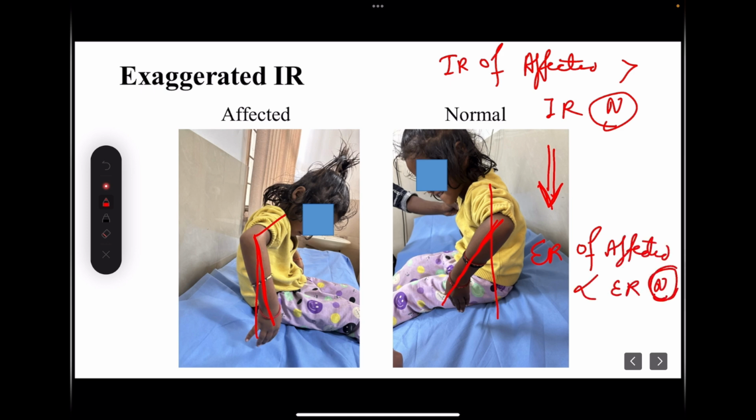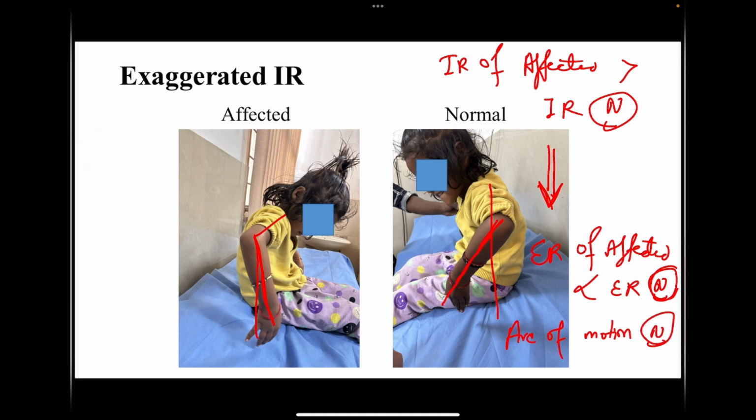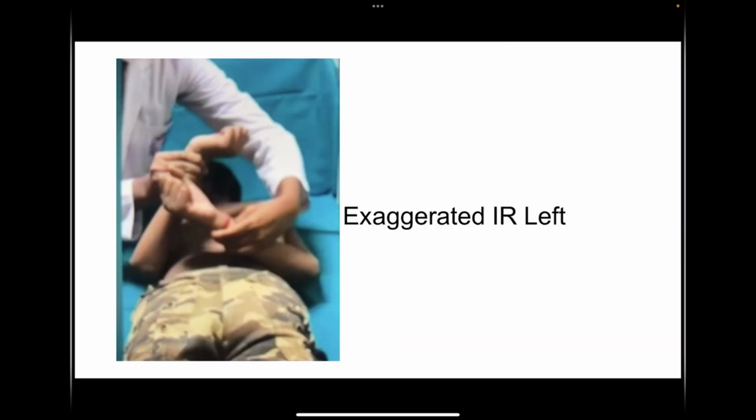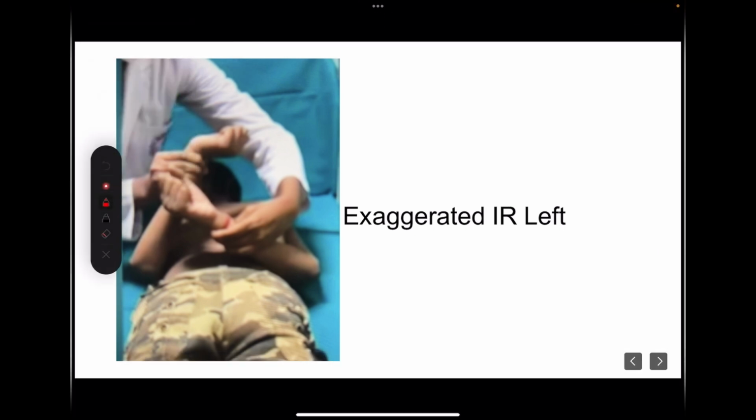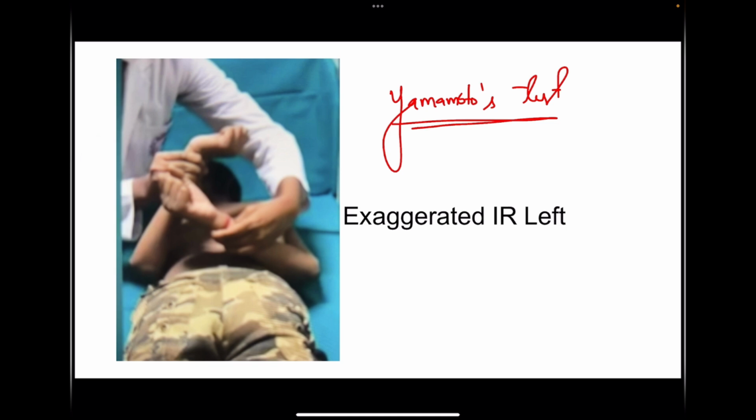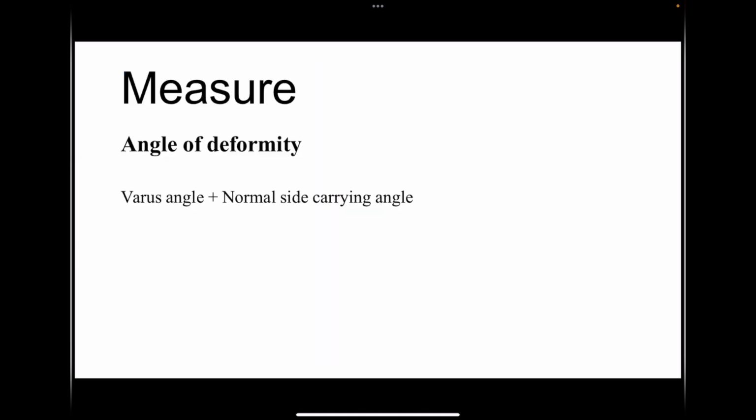This again complies with the finding that the arc of motion is normal, again a finding found in a malunited supracondylar humerus fracture. And when we measure this internal rotation in the lying down position, when the child is lying prone, we have given a name to this test, that is Yamamoto's test. In any way you can measure the rotation around the shoulder, but when you do this in the prone lying down position, this is known as Yamamoto's test.